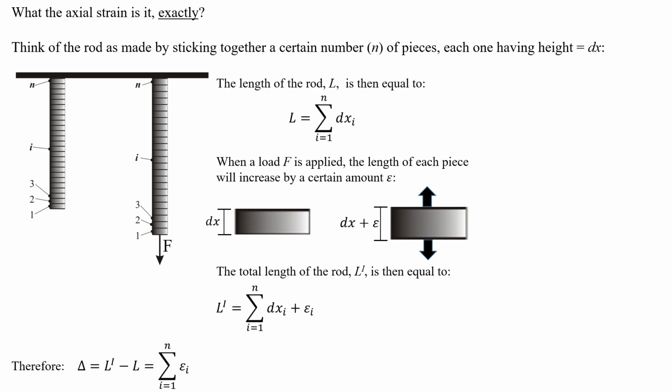So therefore, delta equals Li take away L, so this is the delta part, and then it also equals the sum of strain i, i equals 1 to n. It's straightforward.